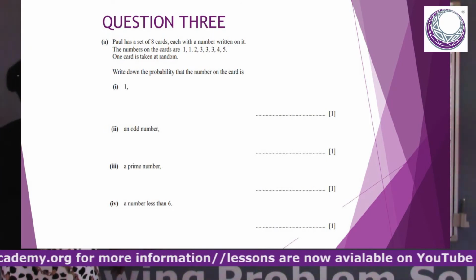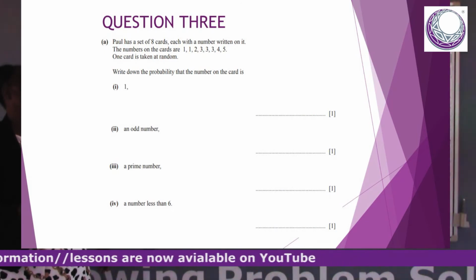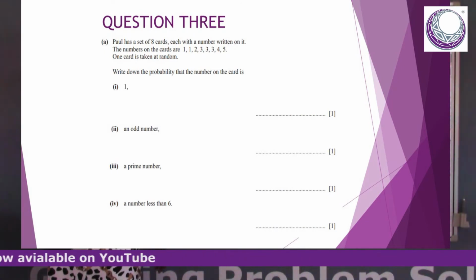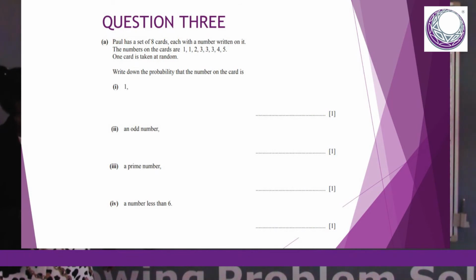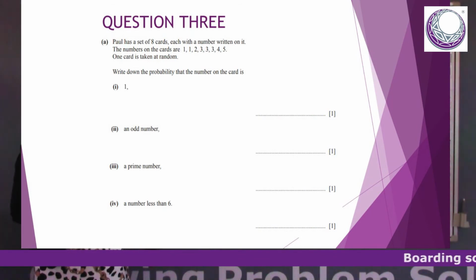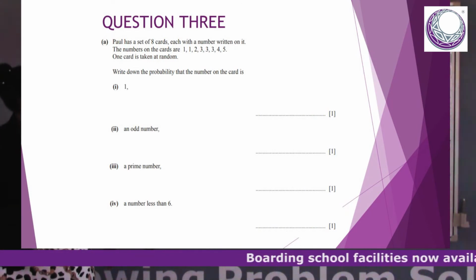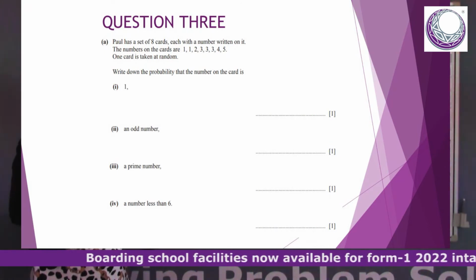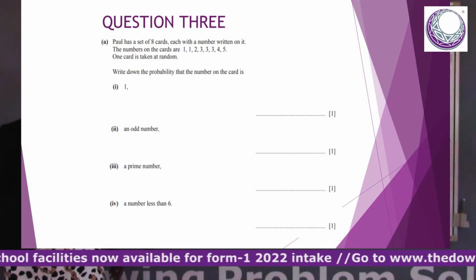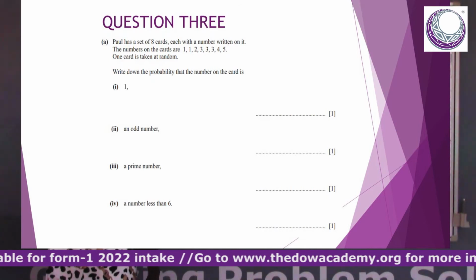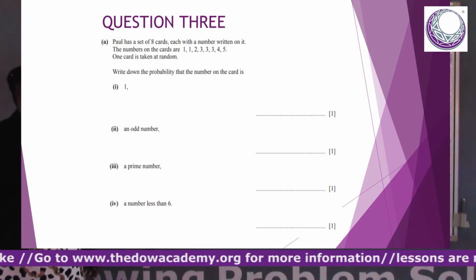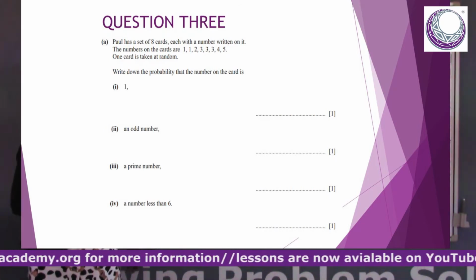Secondly, we need to pick out an odd number. So many odd numbers there: 2 ones, then the 3 threes, and the 5. Actually, it's 6 numbers out of 8. So our probability is 6 out of 8, which is 3/4 if we simplify.